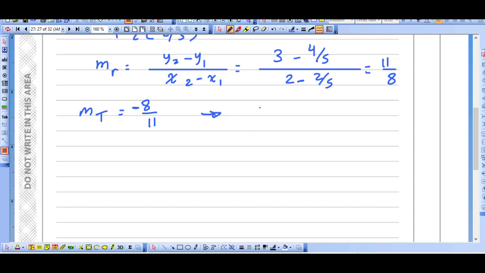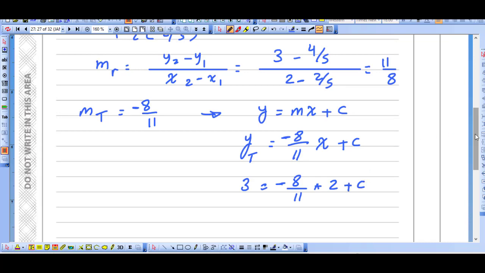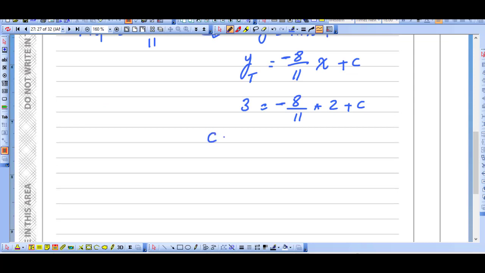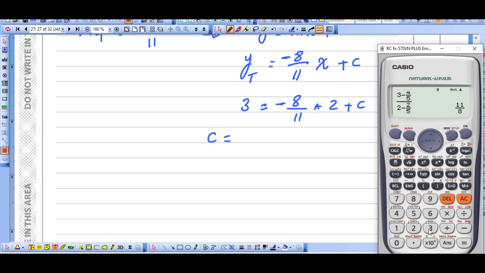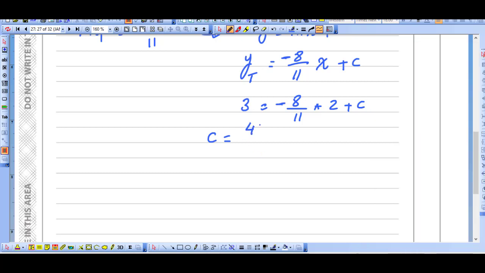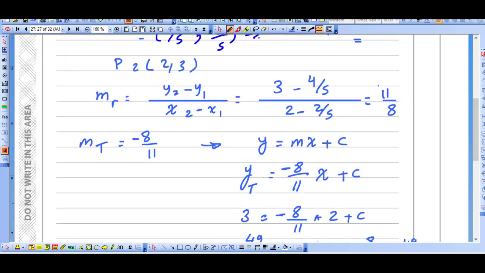So now the equation of the tangent, y equals mx plus c. So y tangent will equal m, which is minus 8/11, x plus c. The point (2, 3) satisfies this equation. So 3 is equal to minus 8/11 multiplied by 2 plus c. So from here c will equal 3 plus 16/11, so 49/11. So the equation of the tangent is y equals minus 8/11 x plus 49/11.